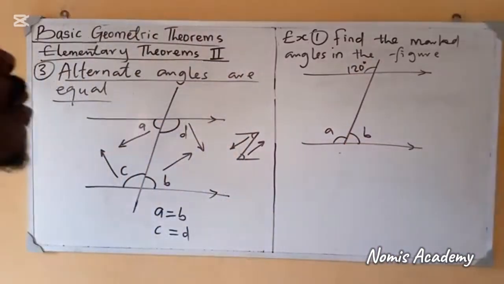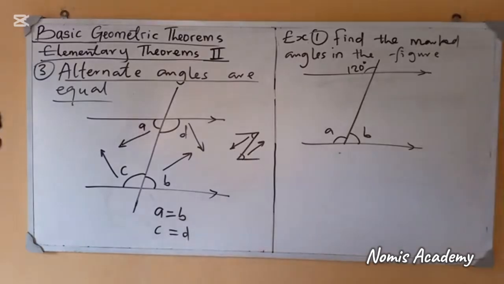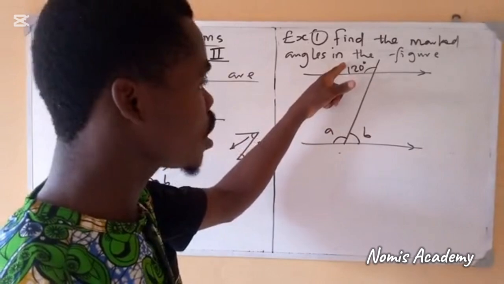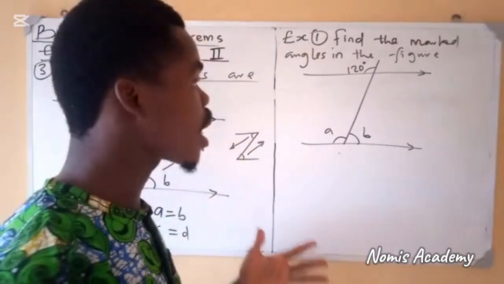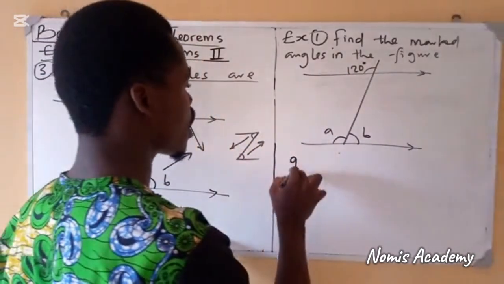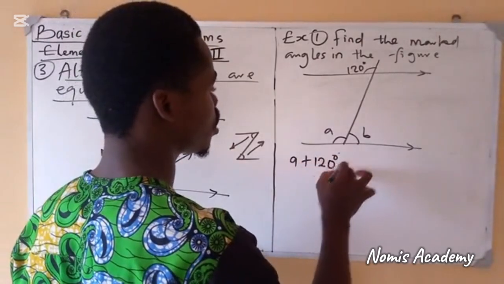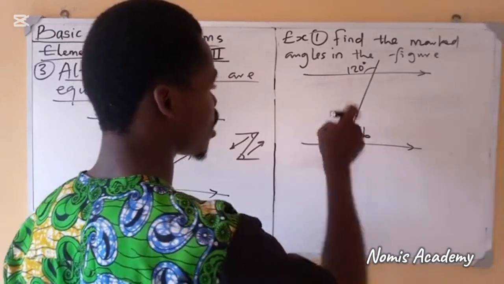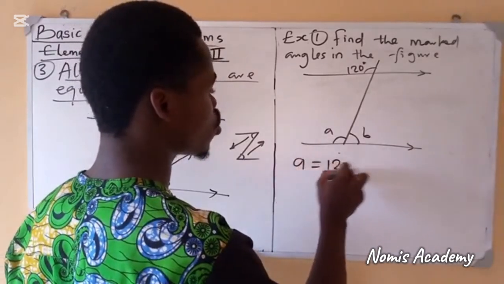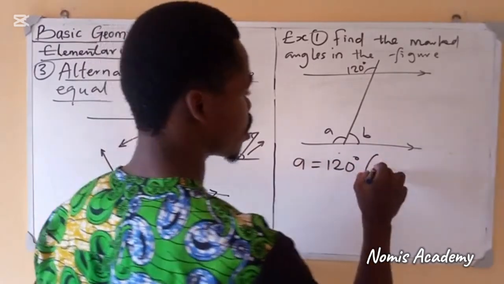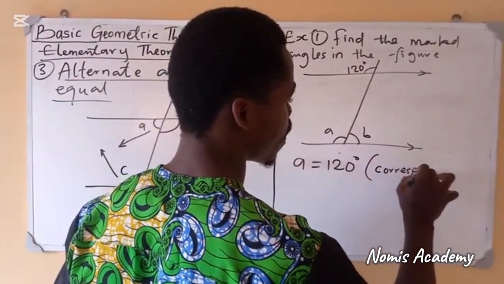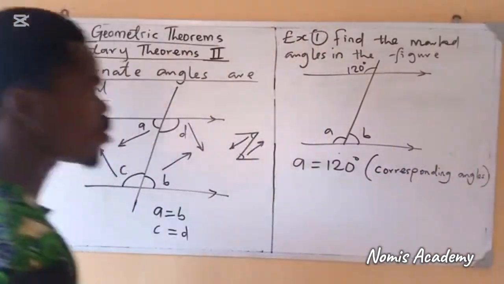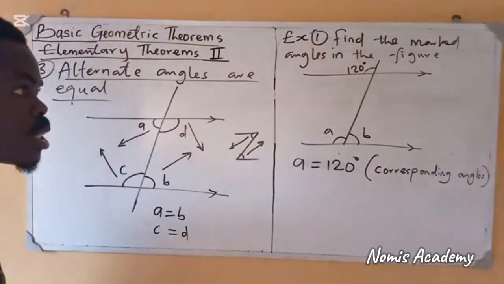To solve this, to find the value of A and B, by inspection you can see that A is corresponding to 120 degrees and corresponding angles are equal. So we have A plus 120 degrees, which is equal to, okay, no, we are not adding it, they are equal. So we just write A is equal to 120 degrees and state the reason: corresponding angles. So they are equal. So we write A is equal to 120 degrees.